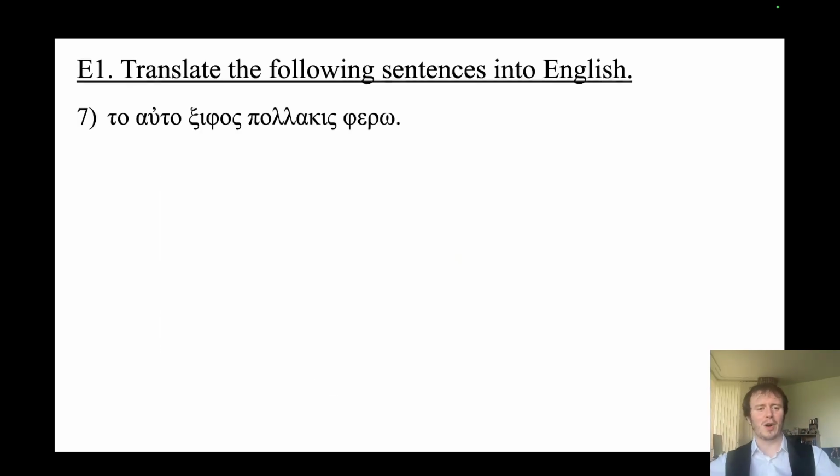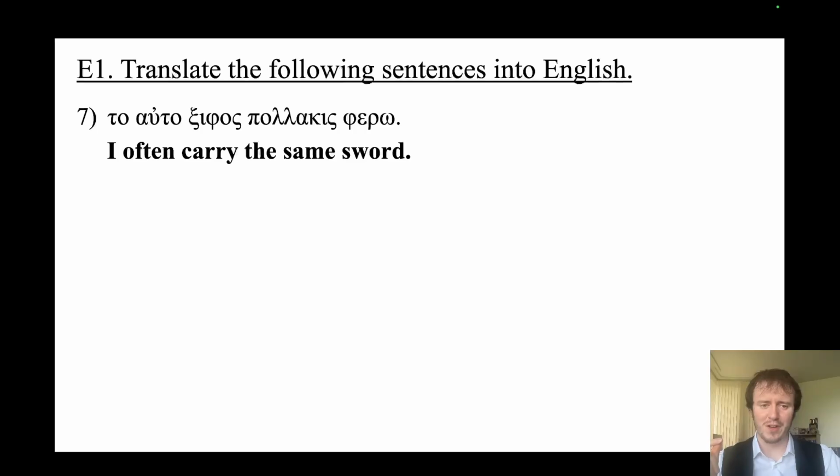Seventhly, we have τὸν αὐτὸν ξίφος πολλάκις φέρω. Here you should have put, I often carry the same sword. Here we have αὐτόν, sandwiched in between τὸν and ξίφος. So this is the second use of αὐτός, where it's used as an adjective to mean the same. We know it's being used like that because it's agreeing with ξίφος and it's being deployed in the sandwich construction, and so it's meaning the same. I often carry the same sword.